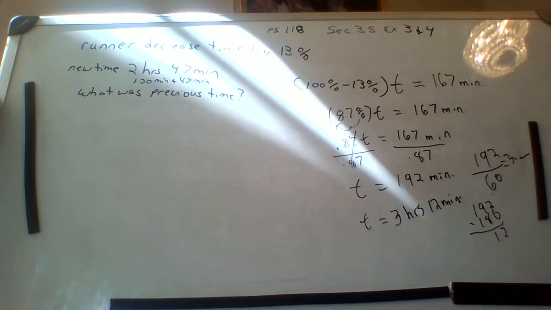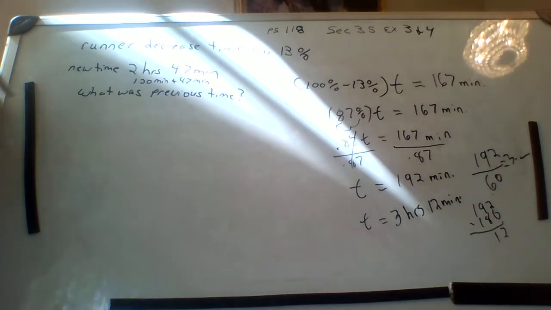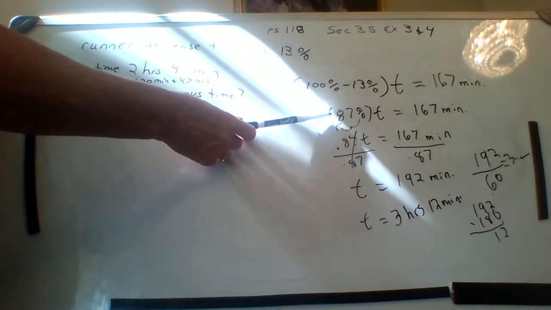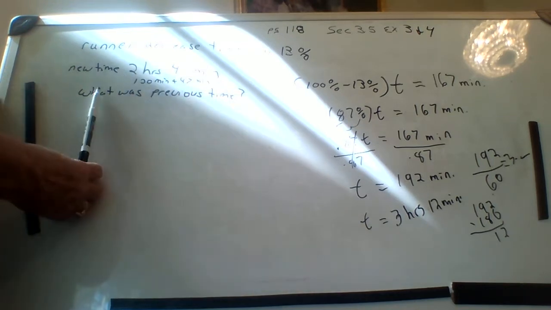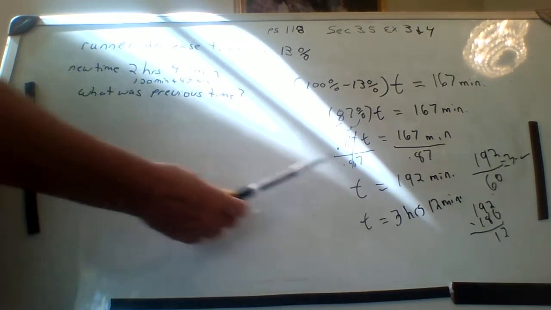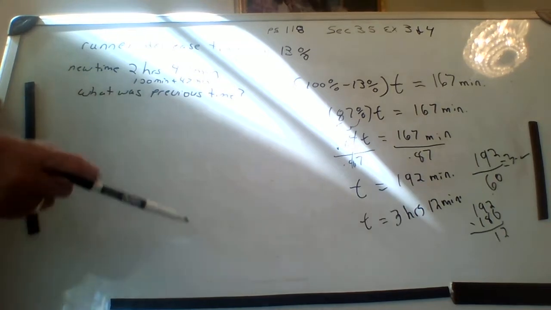So you get 3 hours and 12 minutes. So this one, you kind of did a lot of things that you've been doing previously. You had to know how to convert a percent to a decimal. You had to know how to convert it into 1 unit. That's what we've been doing before. Then you had to go back and convert it back.